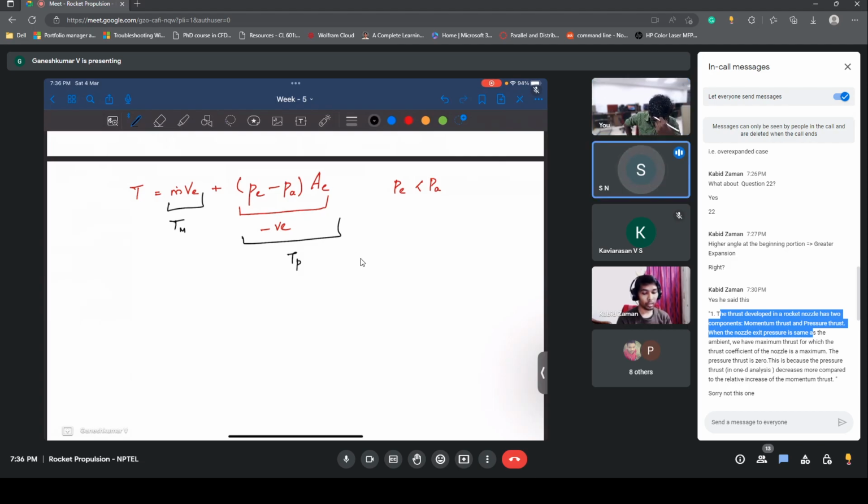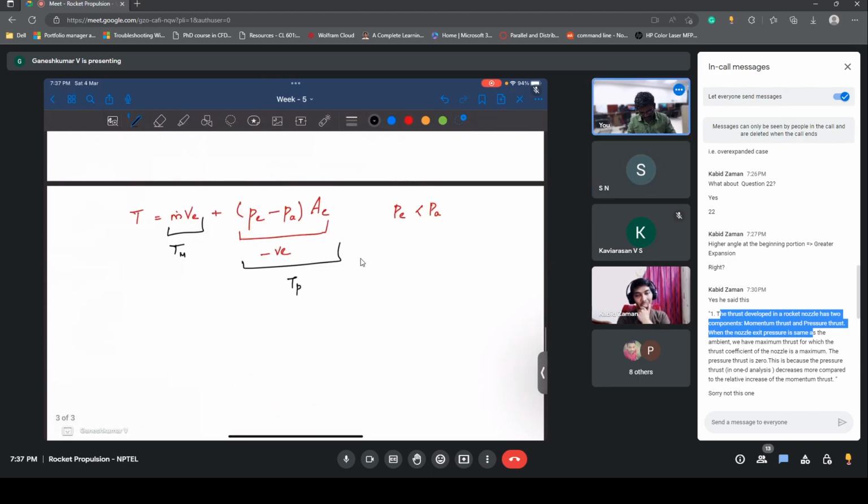Yeah, so this 22 is a subsequent question of 21, right? I had marked 21 as underexpanded, and that is why I marked 22 as greater. So 21 was incorrect for me, but 22 is correct. So you understood why it is overexpanded, right? No, I didn't understand that.